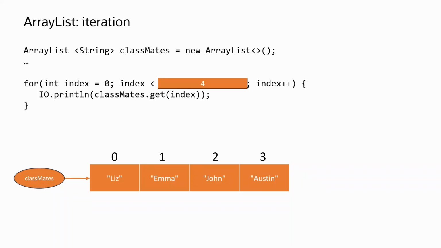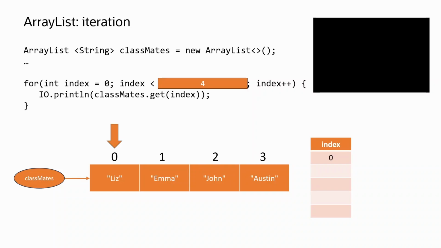Classmates.size is 4, so we're going to iterate as long as index is less than 4. So we start index at 0. In the body of the loop, we are going to access the value at index 0, which is Liz, and we're going to print it to the console window. Then our index will go to 1. We will access the value at index 1, which is Emma, and Emma will be printed.